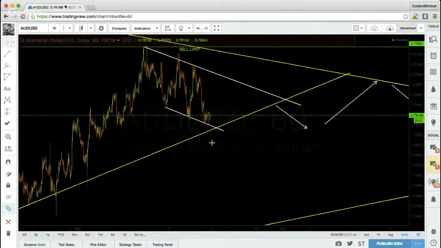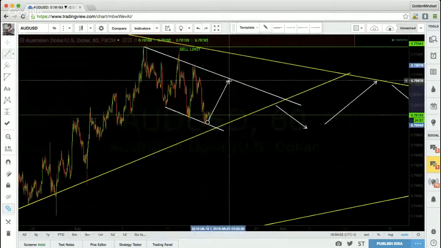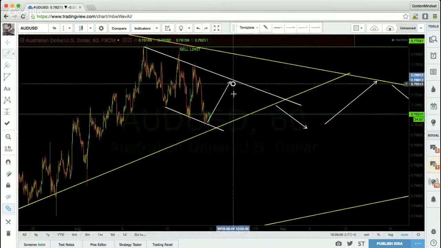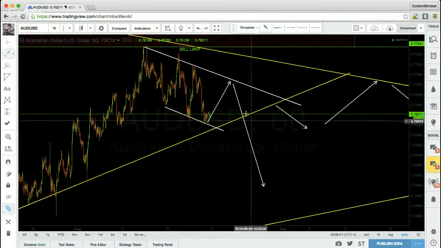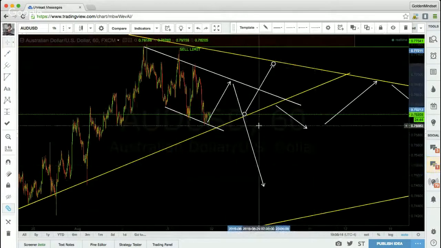So what I'm going to be chasing now is a rebound on the upper trend line like this. And then I'm going to be looking for a breakout here. If it doesn't break out, it might go there and then it will break back down. You know what I mean? And it would make sense.